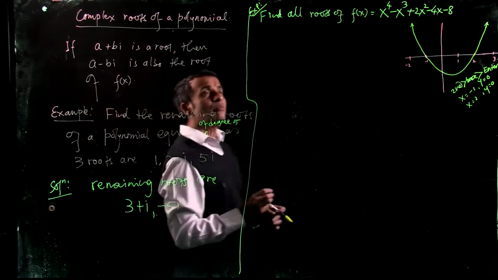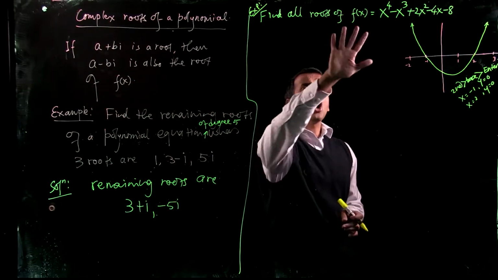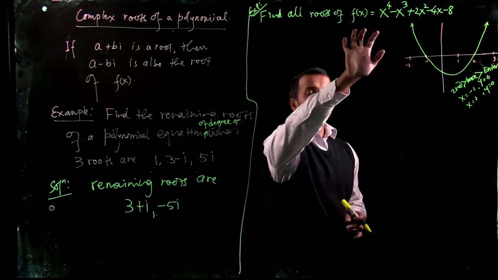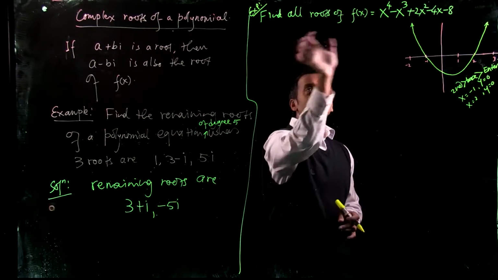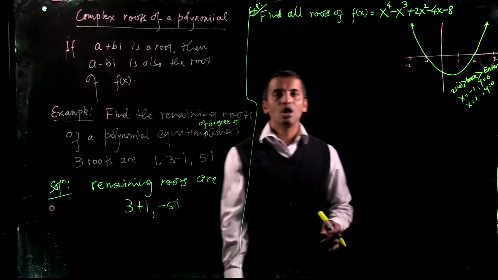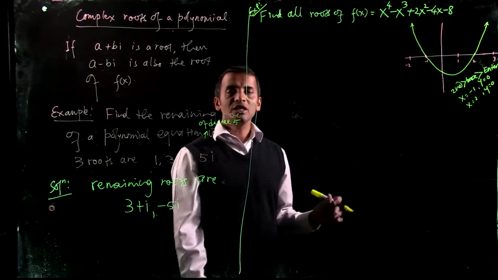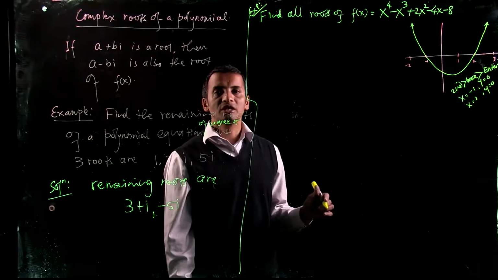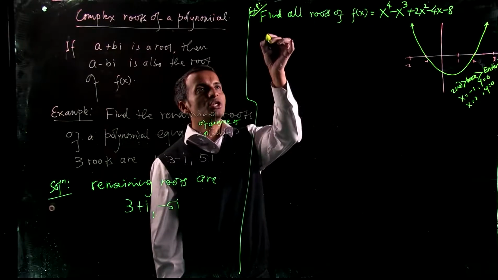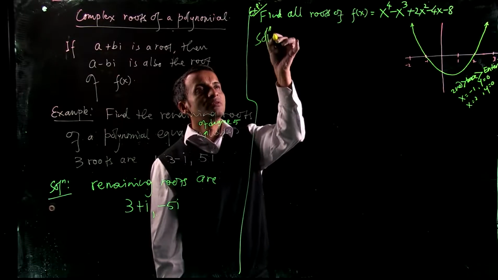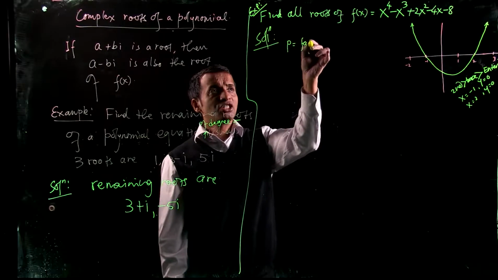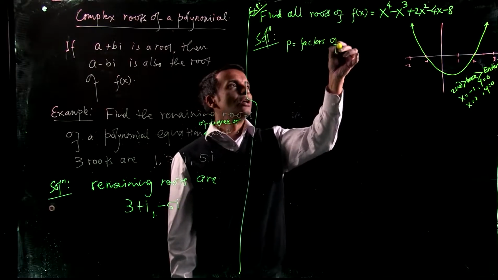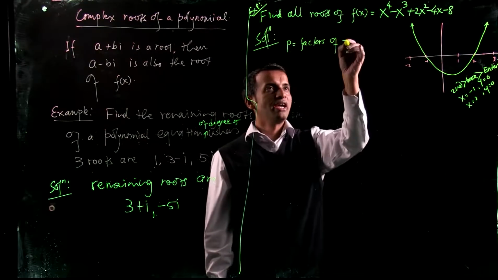Now we want to find all the roots of this polynomial, maybe complex roots or real roots, both. The first thing you do is list the potential roots. So first of all, you find P. P is the factors of the constant term, negative 8.